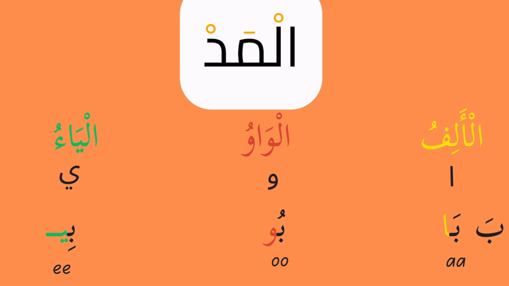But one thing to remember is with alif there is always fatha before it. With waw there is always dhamma before it. And with ya there is always kasra. So fatha alif, dhamma waw, kasra ya.